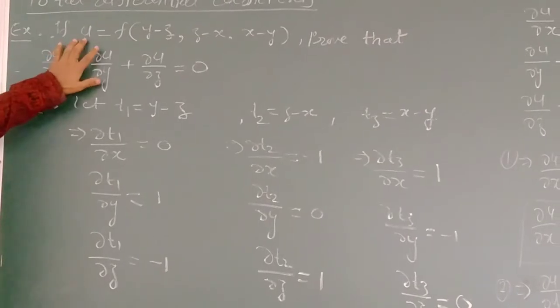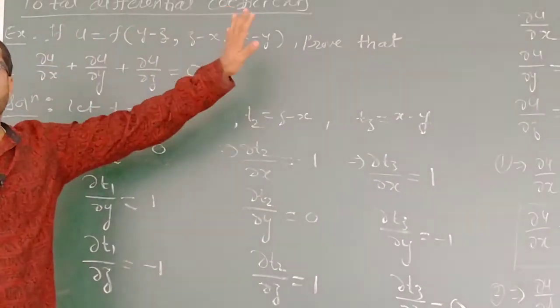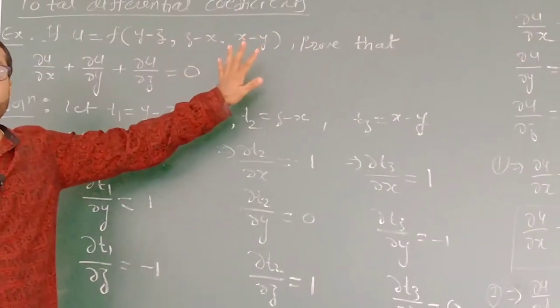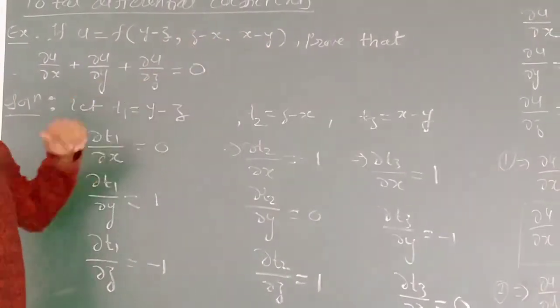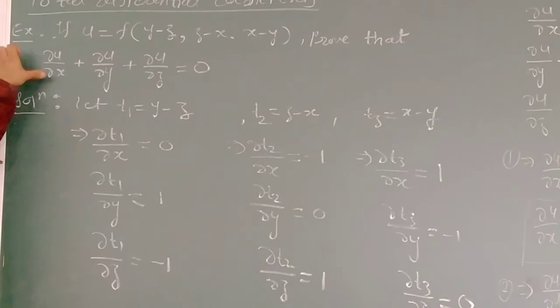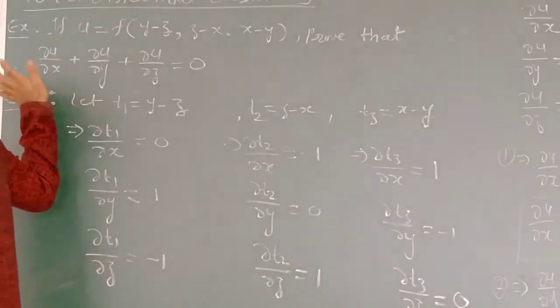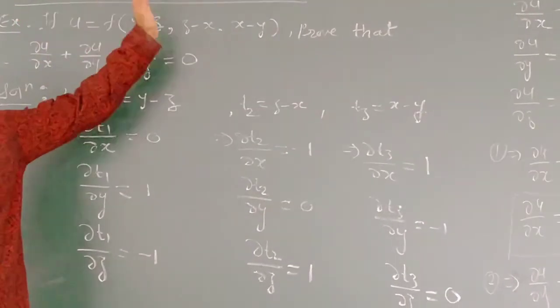Now here u is not directly expressed in terms of x, y, z. It is given to us that u is a function of these three quantities. Okay, so we cannot directly calculate del u by del x, del u by del y and del u by del z. We cannot find these directly because u is not expressed directly.